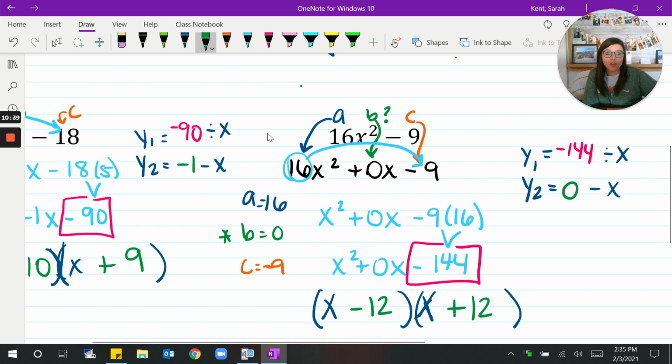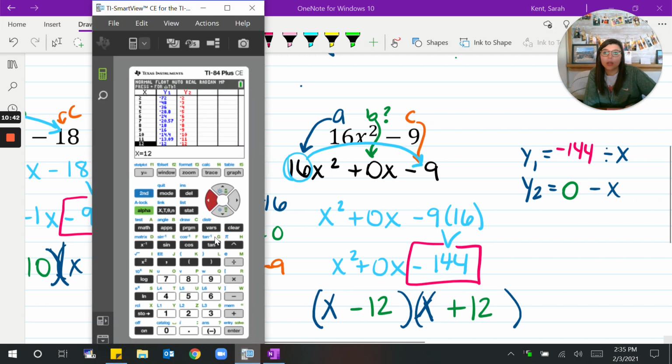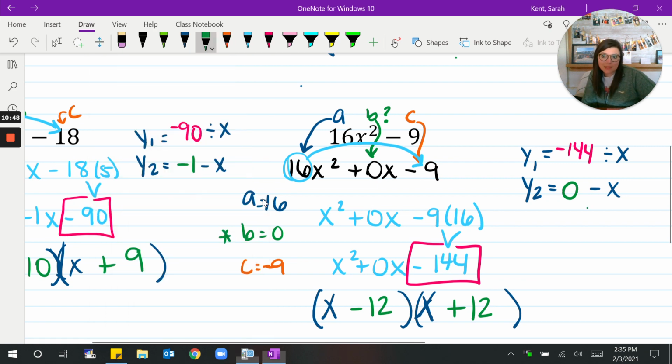All right, so now you will get to practice using the calculator. So remember, y1, we divide by x, y2 minus x. If you have any questions, please ask me or Miss B, and we are happy to help.